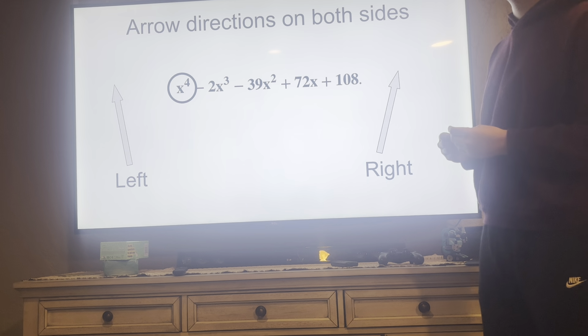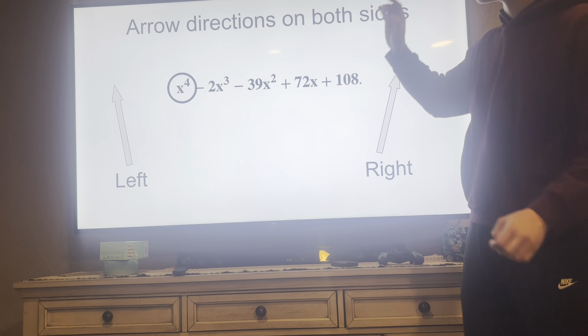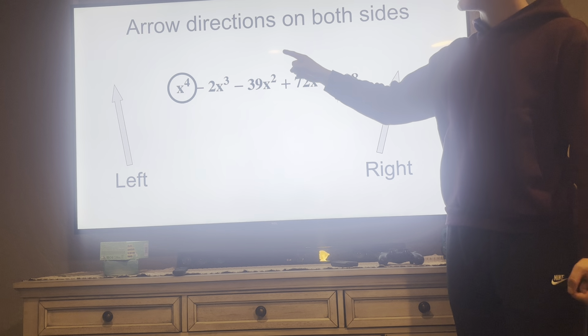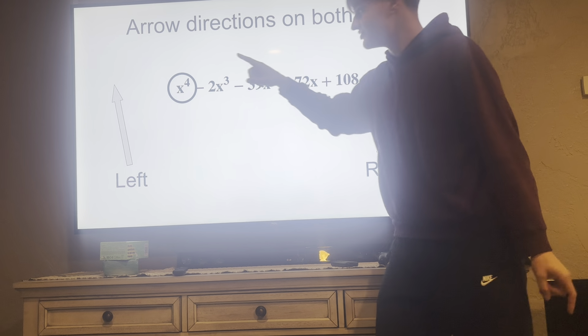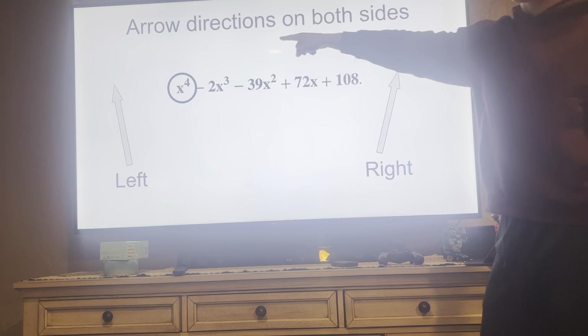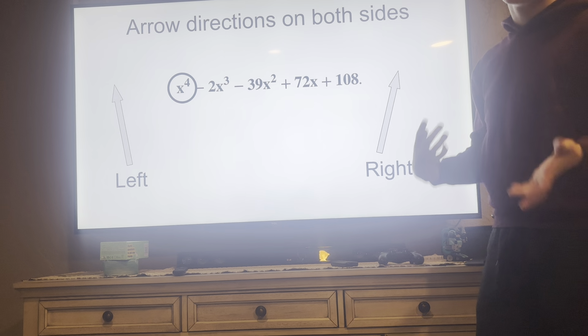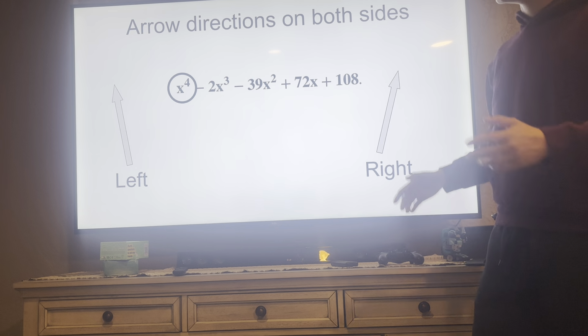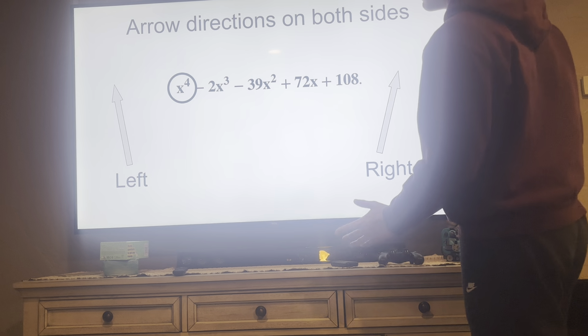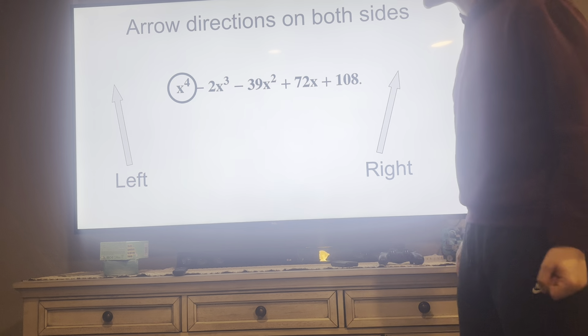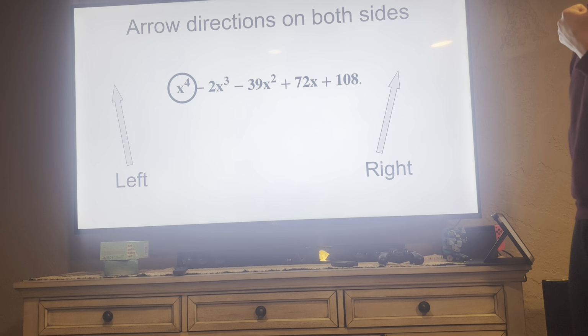Since it's a positive, even solution. Remember, even because the degree is 4. Positive because we're going to imagine that there's a 1 out in front of that x to the 4th, and that 1, since there is no negative sign, is positive. And since it's a positive even, both sides will go up. Simple as that. So now you have at least one point.